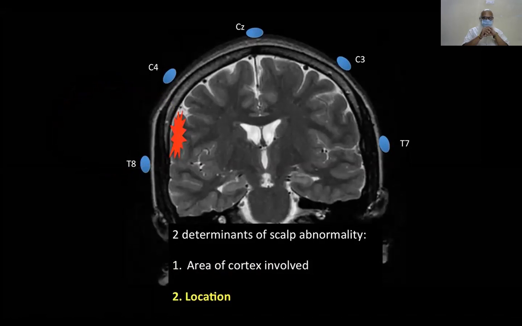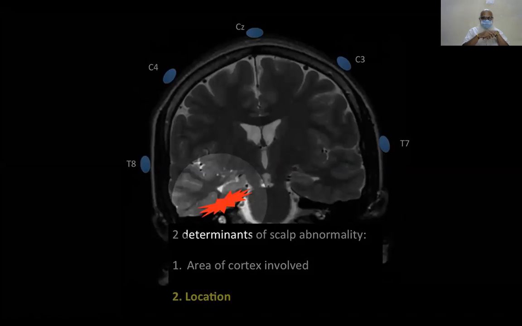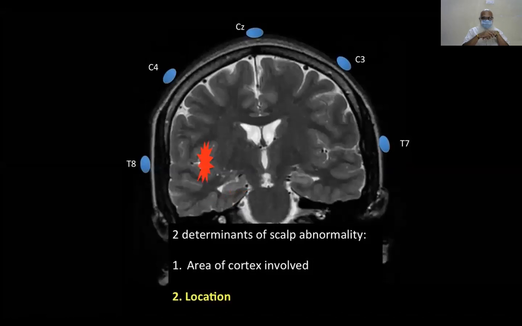The other main determinant of a scalp abnormality on EEG is the location of the synchronous cortical activity. In this example, I have shown a very superficial area of cortex involved, which might be more likely to be picked up by scalp EEG electrodes. If a deeper area of cortex was involved, such as in the cingulate gyrus, shown here, in the mesial temporal structure, shown here, or in the insular cortex, shown here, it may be less likely that such abnormalities would be picked up by the more distant scalp electrodes.